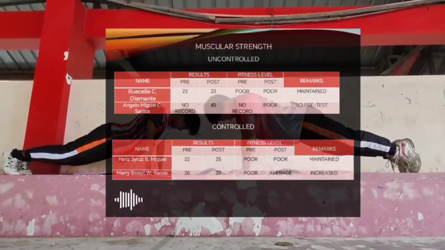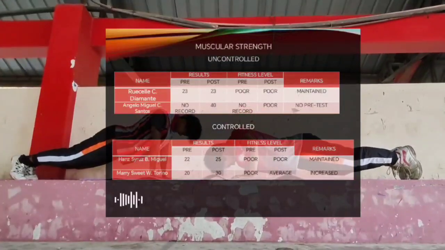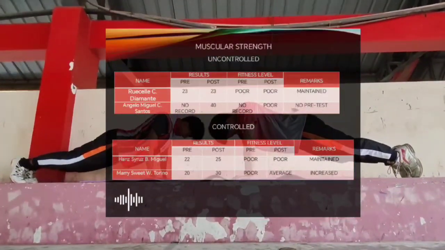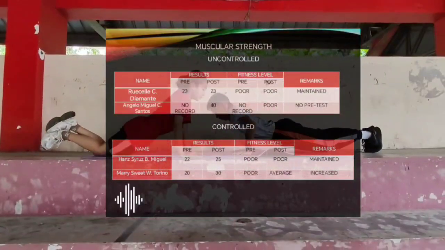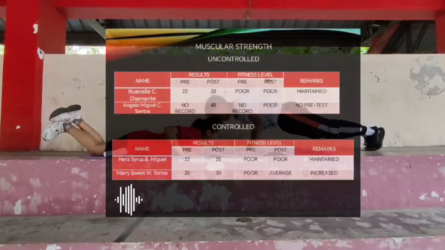Angelo Santos has no record for pre-test but he scored 40 for his post-test. His fitness level is poor and remarks is no pre-test. Next is the controlled group. So we will begin with Cyrus Miguel.